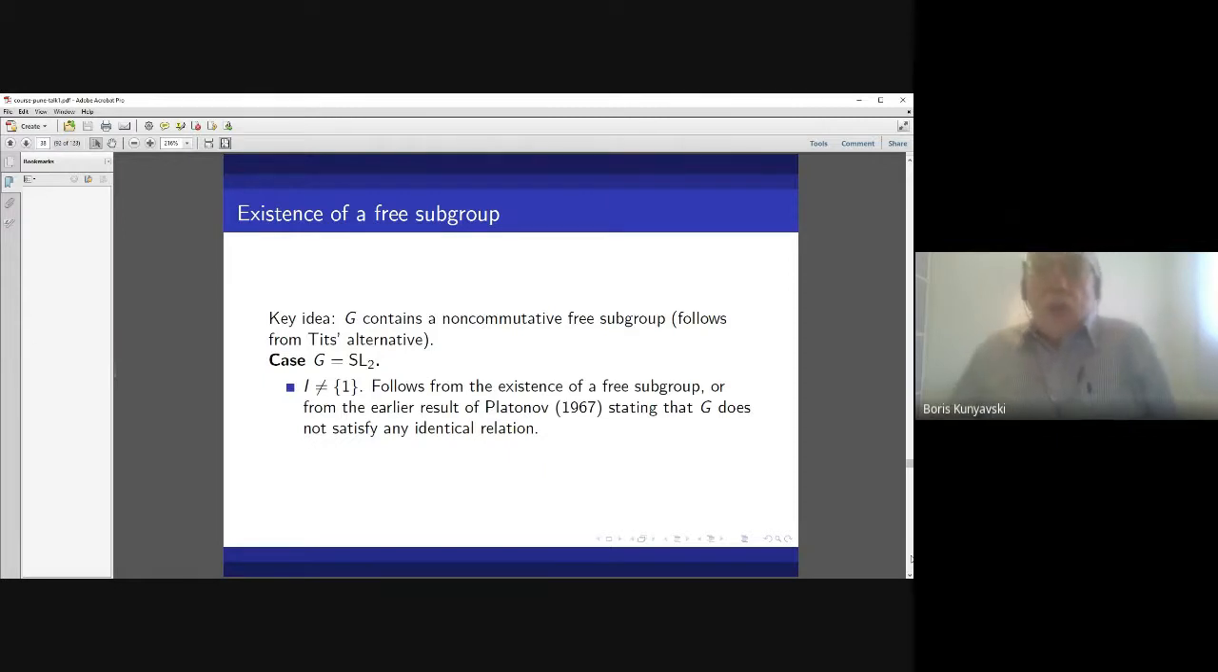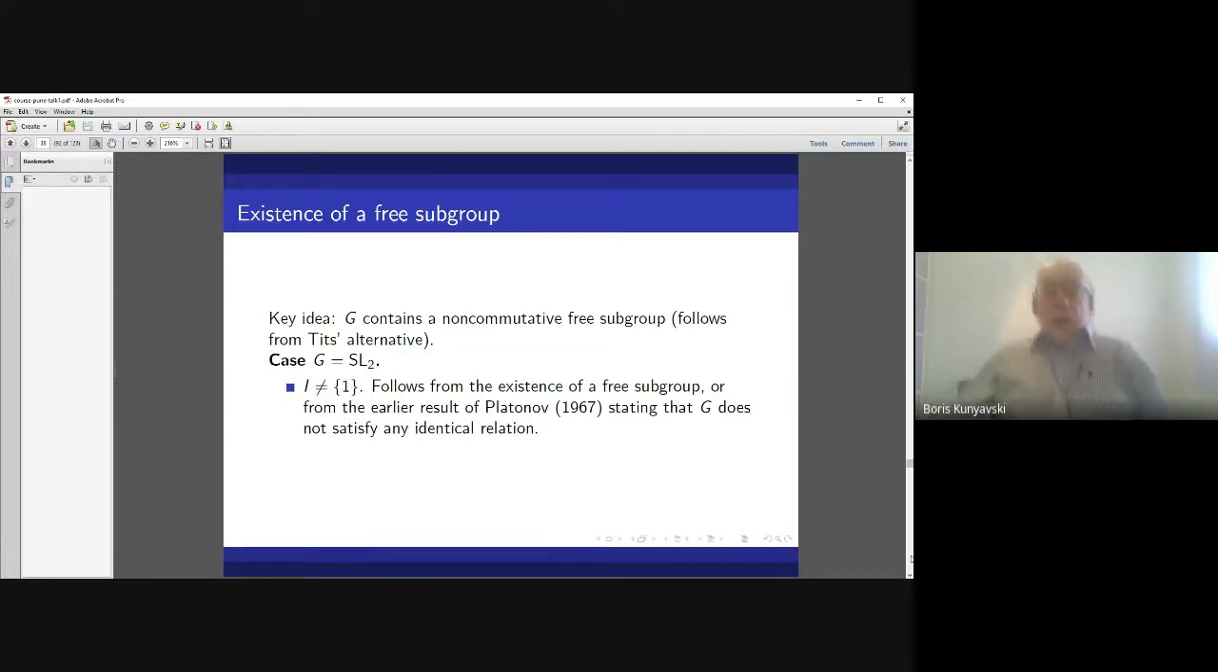In fact, of course, this follows from the existence of a free subgroup, or even from the earlier result of Vladimir Platonov of 1967. He made attempts at proving Tits' alternative, and in fact he almost proved it, and his result holds for any characteristic: that G, such as SL2 and any simple algebraic group, has the following property. It does not satisfy any identical relation.